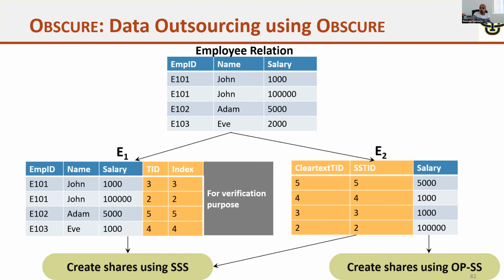For the E2 row, I use order-preserving secret sharing on the salary column because I want to perform the maximum operation on the SSTID column and the entire E1 table. I use secret sharing using the string matching technique. In addition to this, in the E1 table, I add some more columns. These columns are useful for verification that the server is not deviating from the computation.